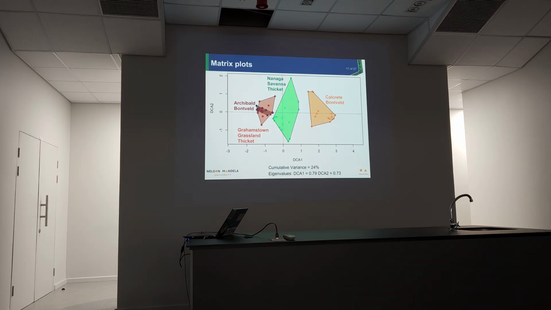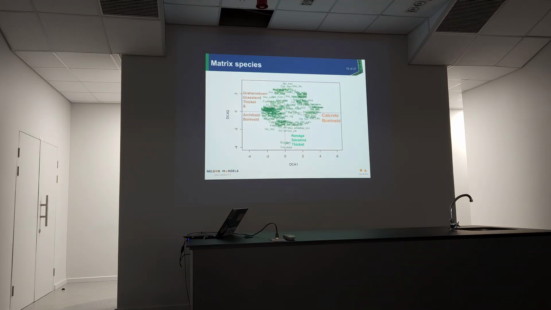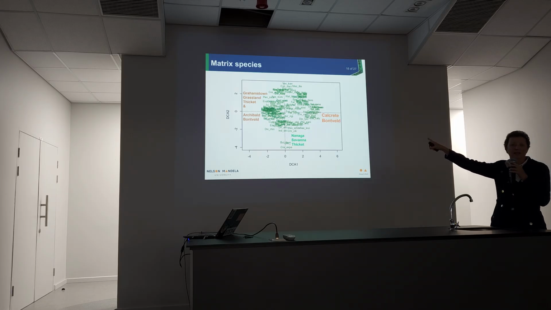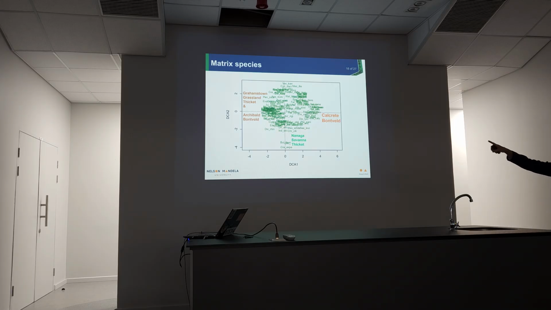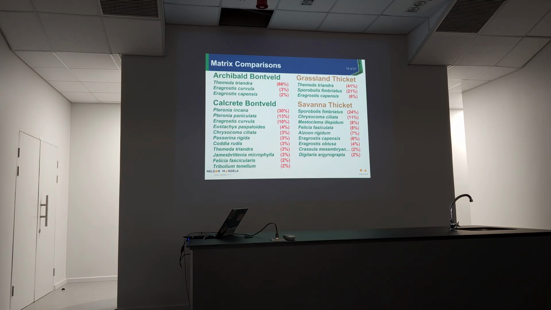What I didn't expect, one can of course use this type of approach. For those of you who don't do this kind of work, you can use this type of approach to figure out what species are important in each of them. Please note that the Grahamstown Grassland Thicket and Archibald Bontveld, there's a lot of taxa in there on that side. That's why they're all written on top of each other. So it's species rich. And so for matrix comparisons, you don't have to read the list.